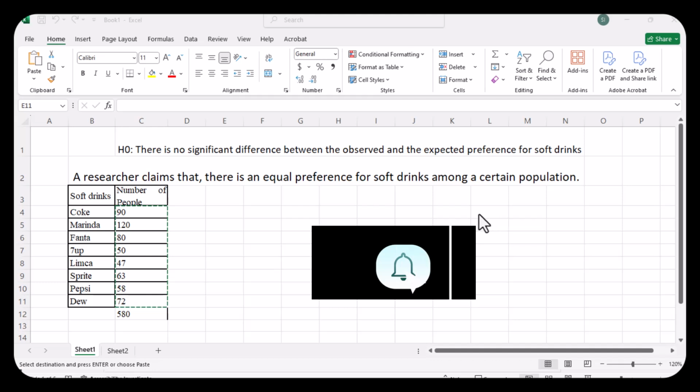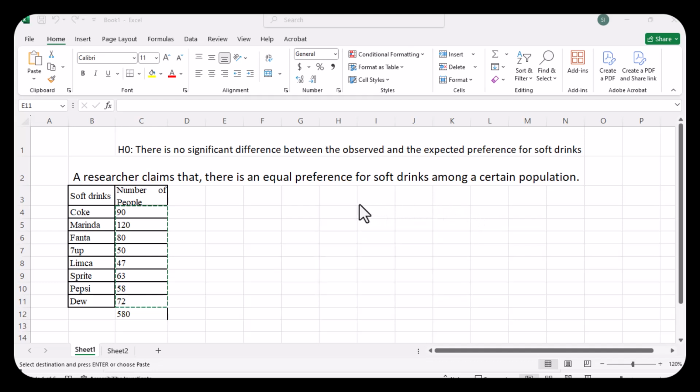In this video we will learn how to calculate chi-square test of goodness of fit using this data. This is a one sample data. It is assumed that a researcher claims that there is an equal preference for soft drinks among a certain population, and these are the number of people that show preference for the types of soft drink they preferred.